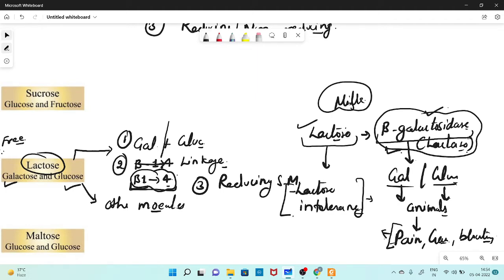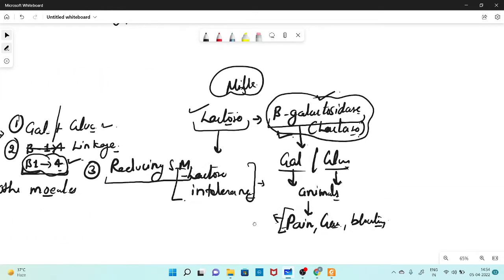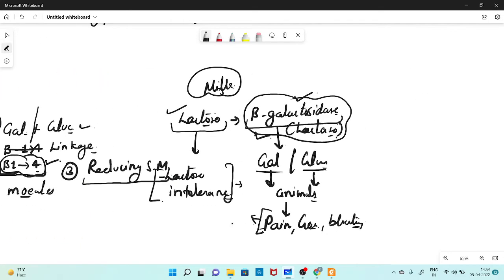right? So this is about the lactose. First, it is made up of galactose and glucose sugar moieties. It has the beta 1,4 linkage, and one anomeric carbon is free to react with other sugars. So this is a reducing sugar molecule, right? And it is hydrolyzed by the enzyme called beta galactosidase, in the absence of which the condition called lactose intolerance comes, right?